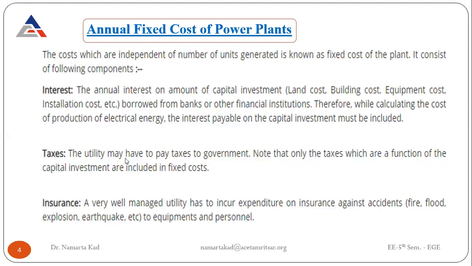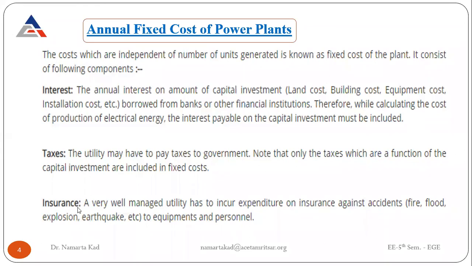Okay. So the next point is the taxes. The utility may have to pay taxes to the government. Okay, that we all know that the payment of taxes to the government is there. Not only the taxes which are a function of capital investment are included in the fixed cost.